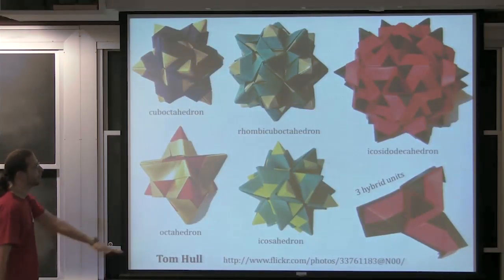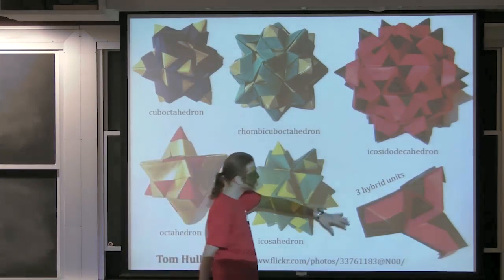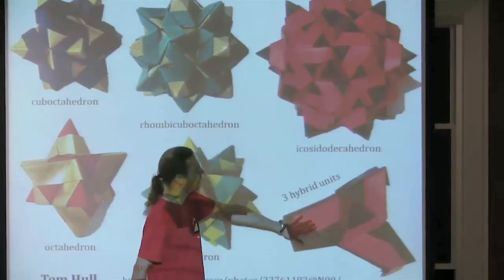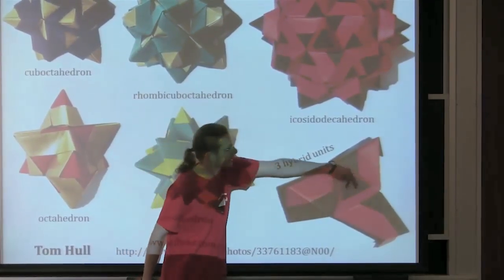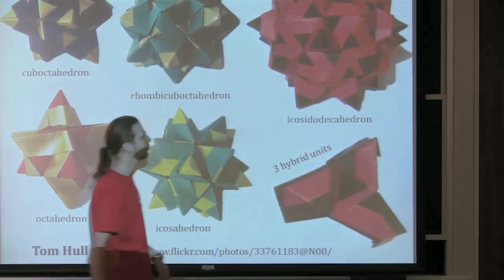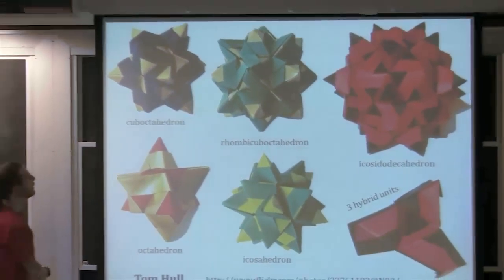Here's some more examples by Tom Hull. He has another unit called the hybrid unit, and this is what three of them look like woven together. This paper is probably red on one side, black on the other. There's one unit that comes here, wraps around the tetrahedron, and two more. You combine them, and you can make all these different regular solids.